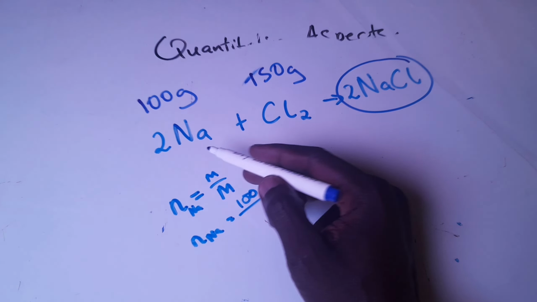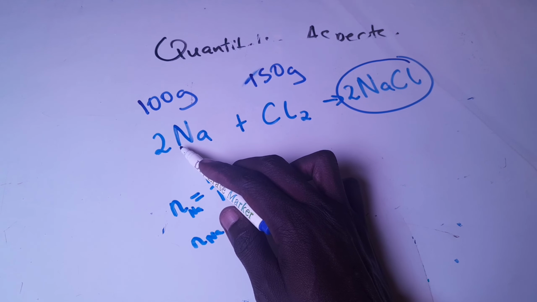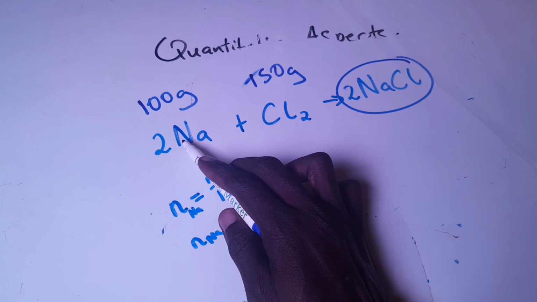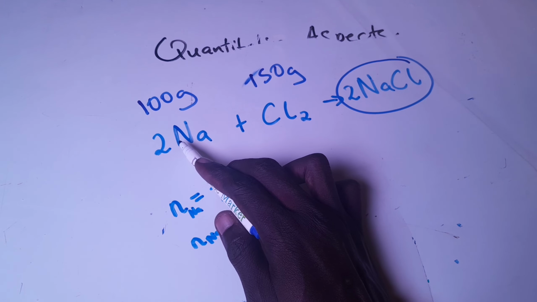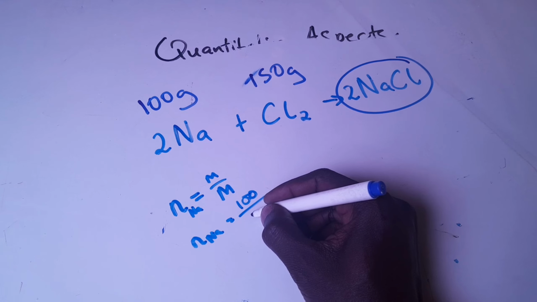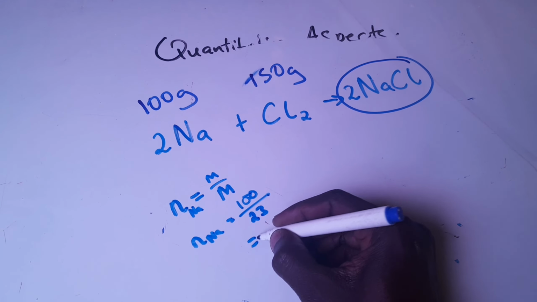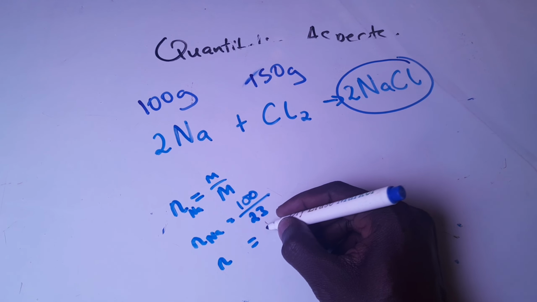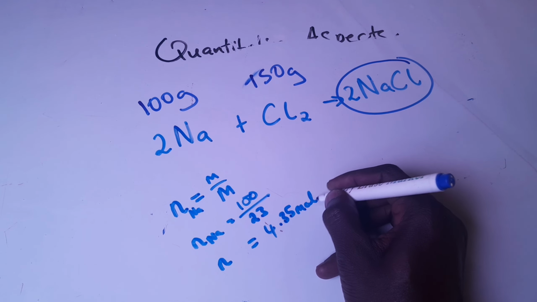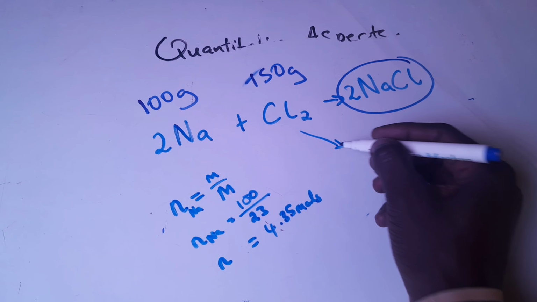23. And what about these two here? What about these two? We don't include them, right? Because this is a coefficient. We don't include the coefficient, right? So it means that this becomes 23. So what is our number of moles? 4.35. 4.35 moles, right?